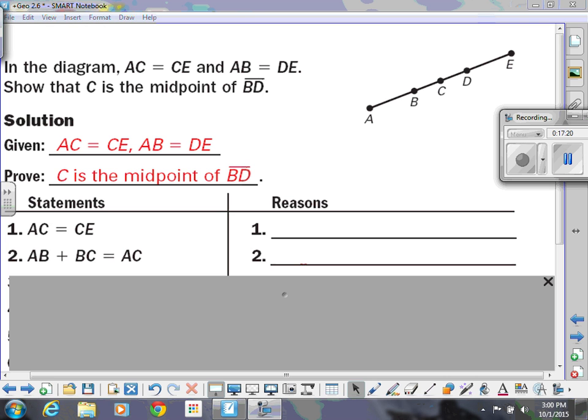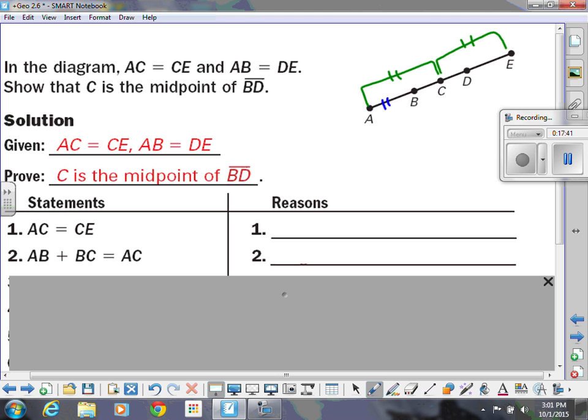They have AC is equal to CE. So let's draw that. So AC equals CE. All right, so I know that those two lengths are equal. And they also say that AB is equal to DE. So AB is equal to DE. All right, and we're trying to show that C is the midpoint of BD.